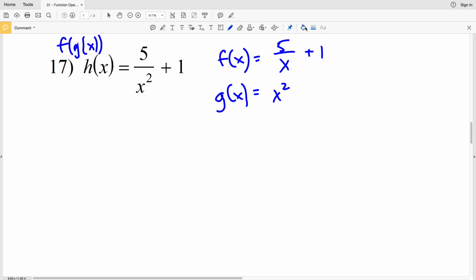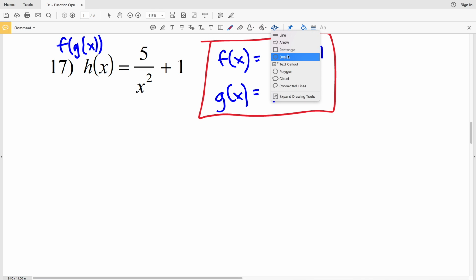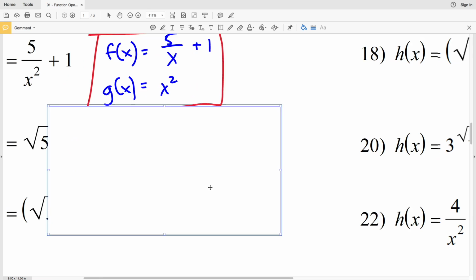So then, when we did h of x, or f of g of x, we take x squared and plug that in for x. So we have 5 over x squared plus 1, which is what we want. So here are our two functions in number 17. Let's move on to number 18.